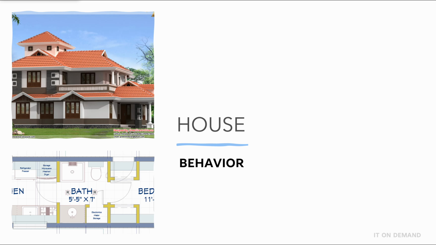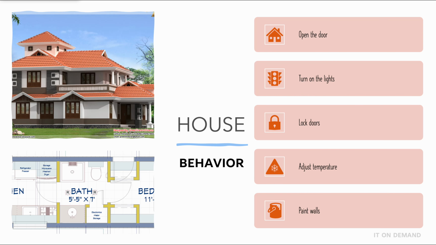So for behaviors of a house, we want to be able to open the doors, to turn on lights, to lock doors. We want to be able to adjust the temperature. We want to be able to paint the walls. These are behaviors that we're thinking of when we're thinking of a house.